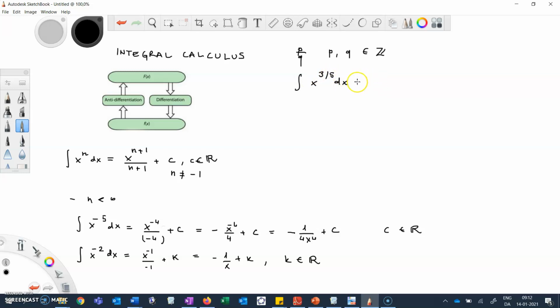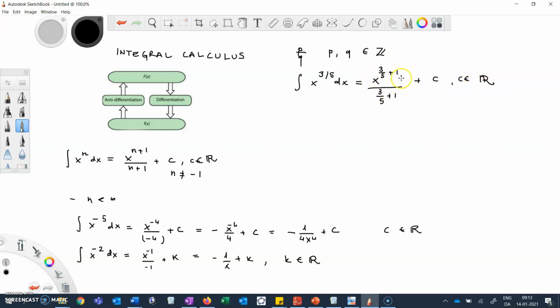How do you do that? You do exactly as we did before. So you apply the formula and you will find that your antiderivative is x to the power of n, and in this case it's 3 over 5 plus 1, and then divided by 3 over 5 plus 1, plus a constant, where the constant again belongs to R. It's really necessary to write that, okay?